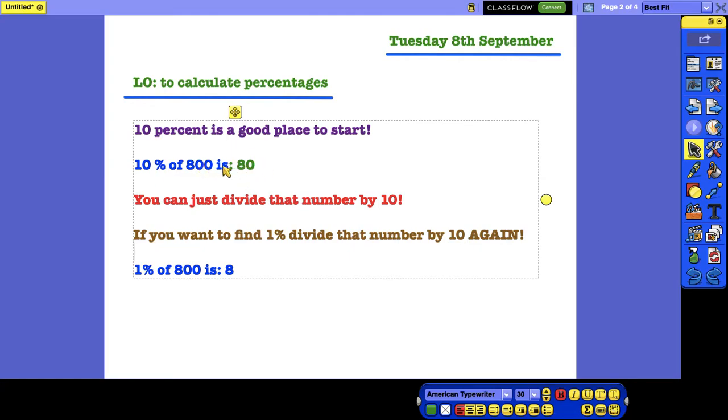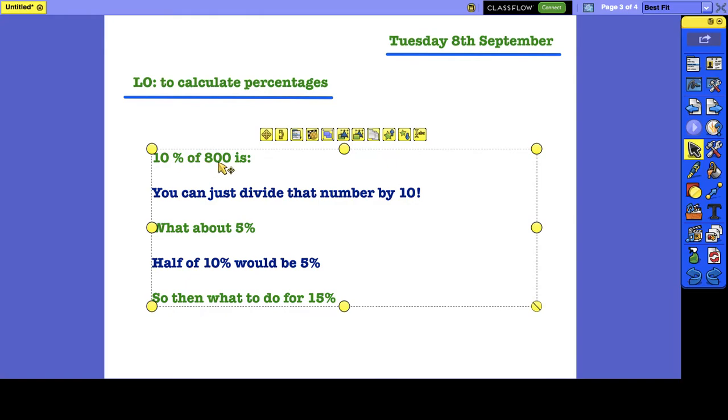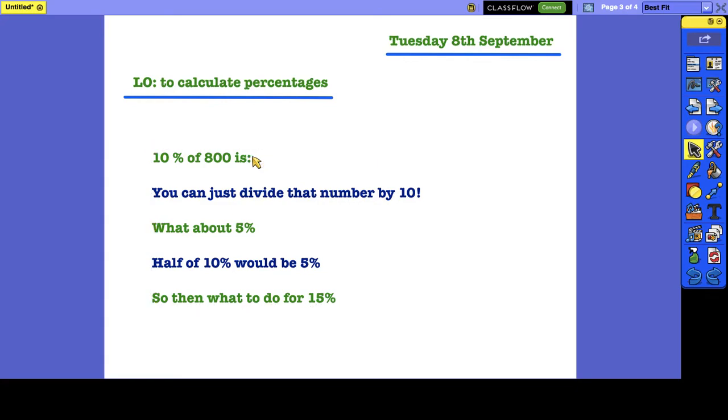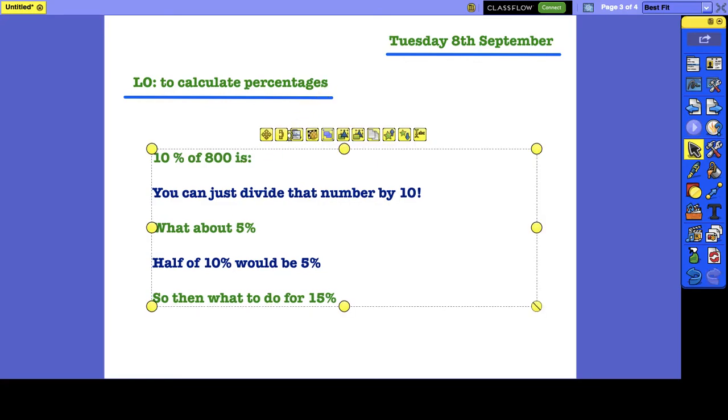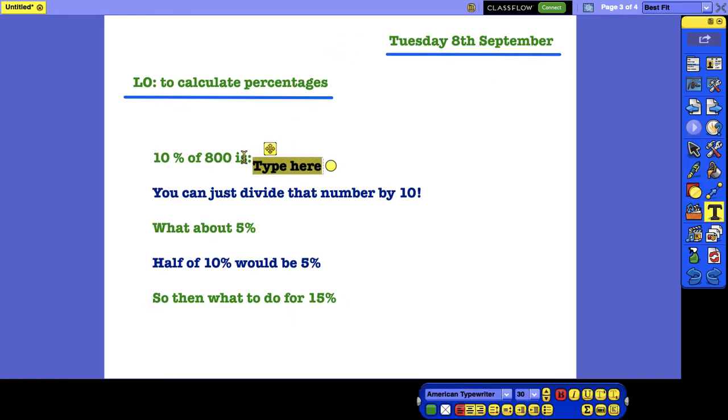Okay? So we've got 10%, then 1%. Again, now we're going to move on and talk about 5%. So 10% of 800 is 80. We've just done it. Nice and simple. Let's write that in. 10% of 800 is 80. But this time, again, you can just divide the number by 10 to get 10%.